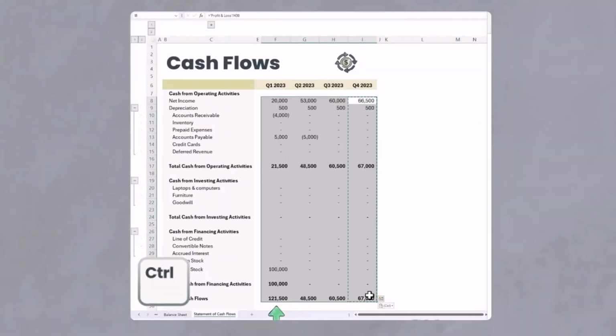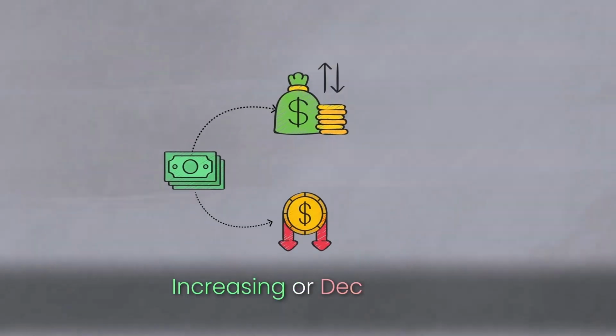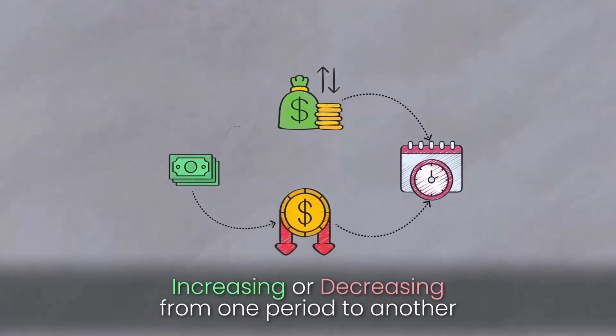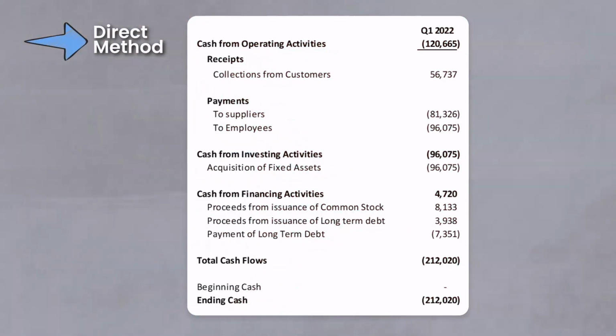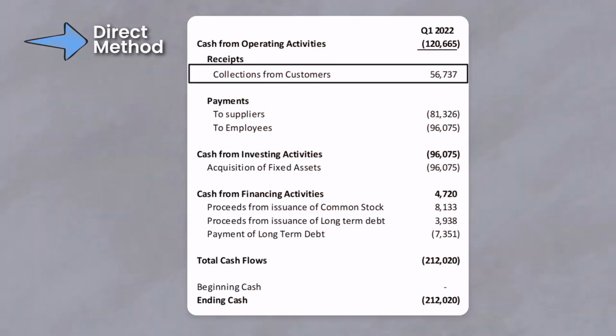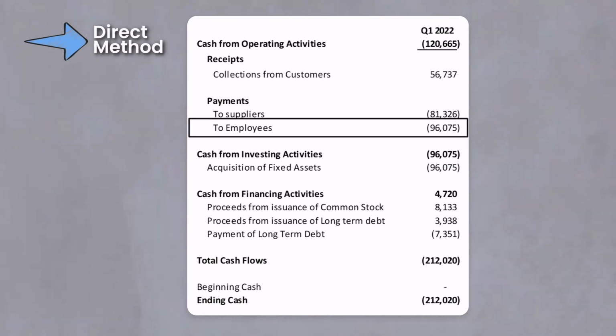cash flow works. This statement showcases how exactly your cash is increasing or decreasing from one period to another. And it can be prepared using either the direct method or the indirect method. The direct method shows your information like this. You can understand how much cash you received from customers, how much cash you paid to employees, or what you were paid for your loan. It's really easy to understand, but also really difficult to produce. So companies usually opt for the indirect method, which looks like this.